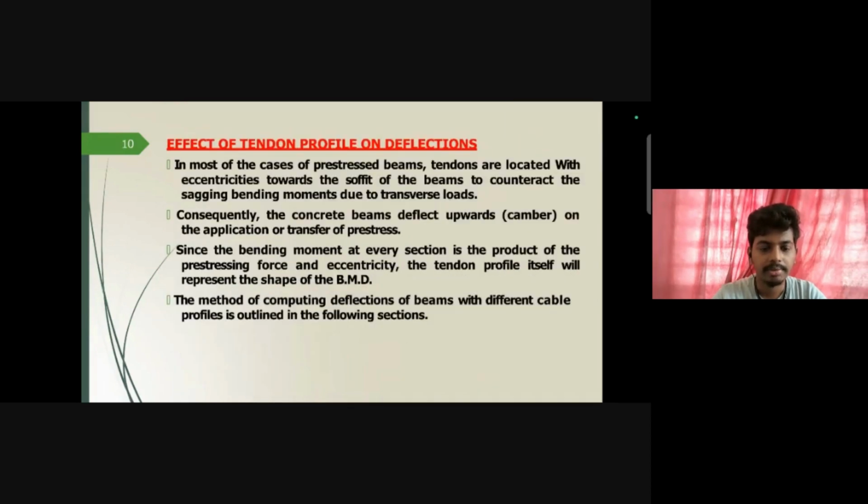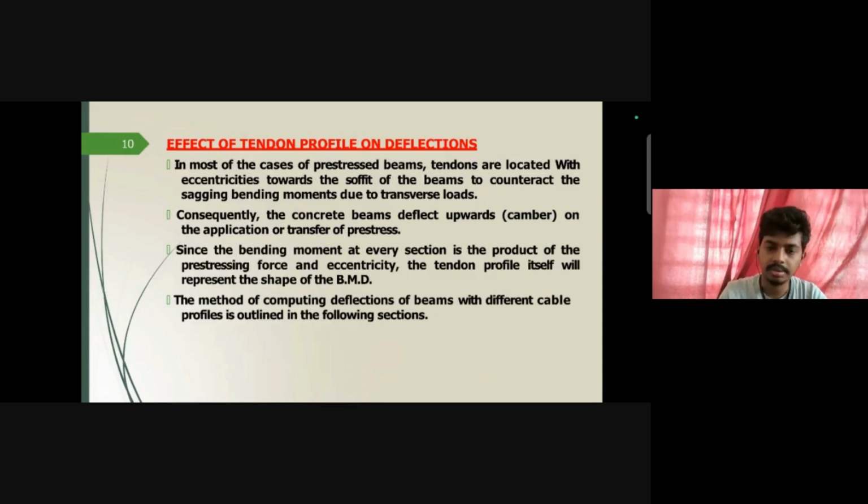Going to the next one, effect of tendon profile on deflections. In most cases of pre-stressed beam, tendons are located with eccentricities towards the soffit of the beam to counteract the sagging bending moments due to transverse loads. Consequently, the concrete beams deflect upwards, that is cambering, on the application of transfer of pre-stress. Since the bending moment at every section is the product of the pre-stressing force and eccentricity, the tendon profile itself will represent the shape of the BMD. The method of computing deflections of beams with different cable profiles is outlined in the following sections.